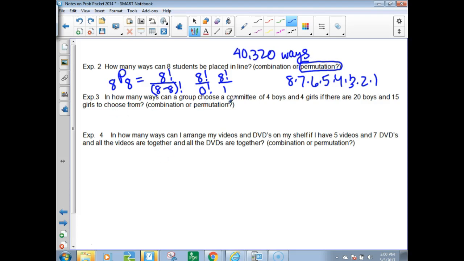And how many ways can you choose a committee of 4 boys and 4 girls if there are 20 boys and 15 girls to choose from? Well, we have to multiply the 2 situations. Does the order matter if you're choosing 4 girls? No. Does it matter if you're choosing 4 boys? No. The order does not matter. So it's a combination.